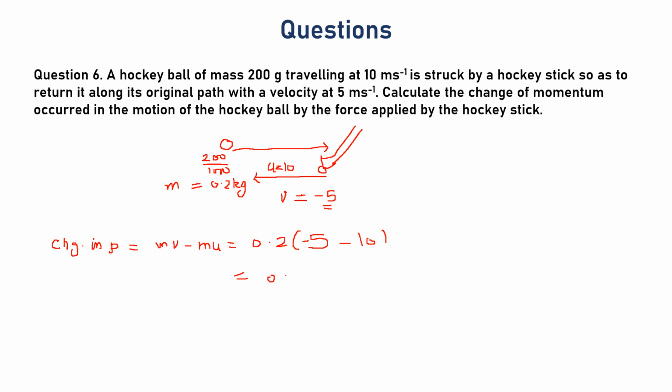Now if you solve this, it is 0.2 into, what is -5 minus 10? -15, right? So what is 15 into 2? 30. But there is a point here, so I'll put a point, right? And the negative sign is also there. I can't avoid it, so it has to be -3. So it is -3. What is the unit of momentum? kg meter per second, or kg m s^-1. So this is the final answer, children.